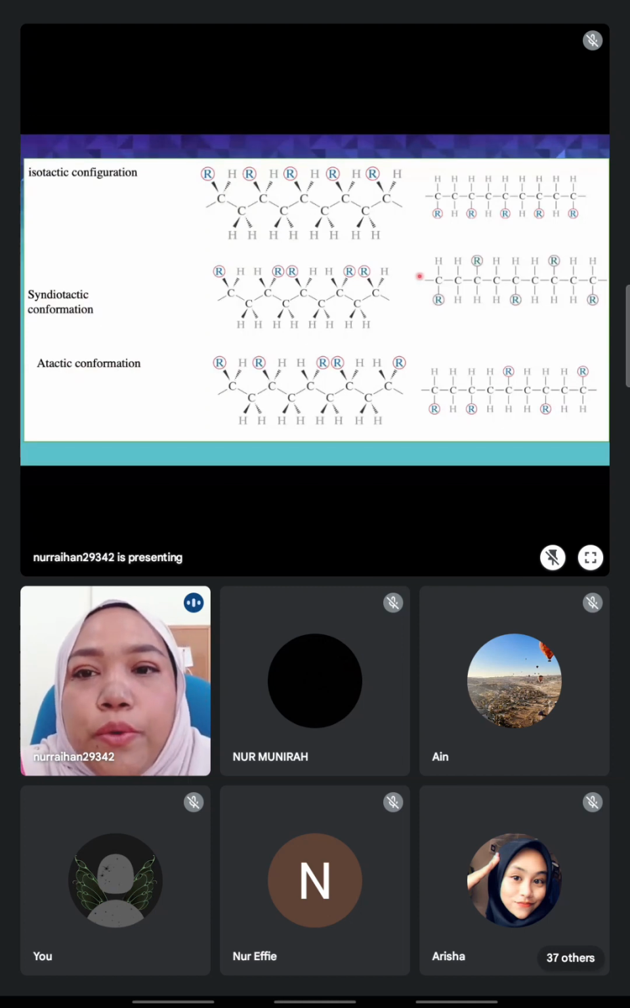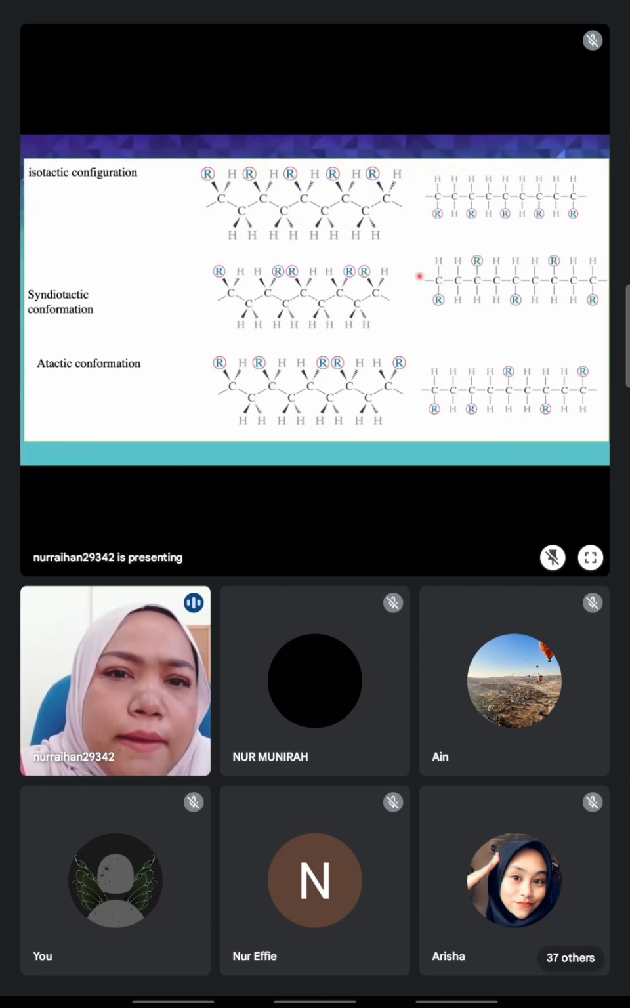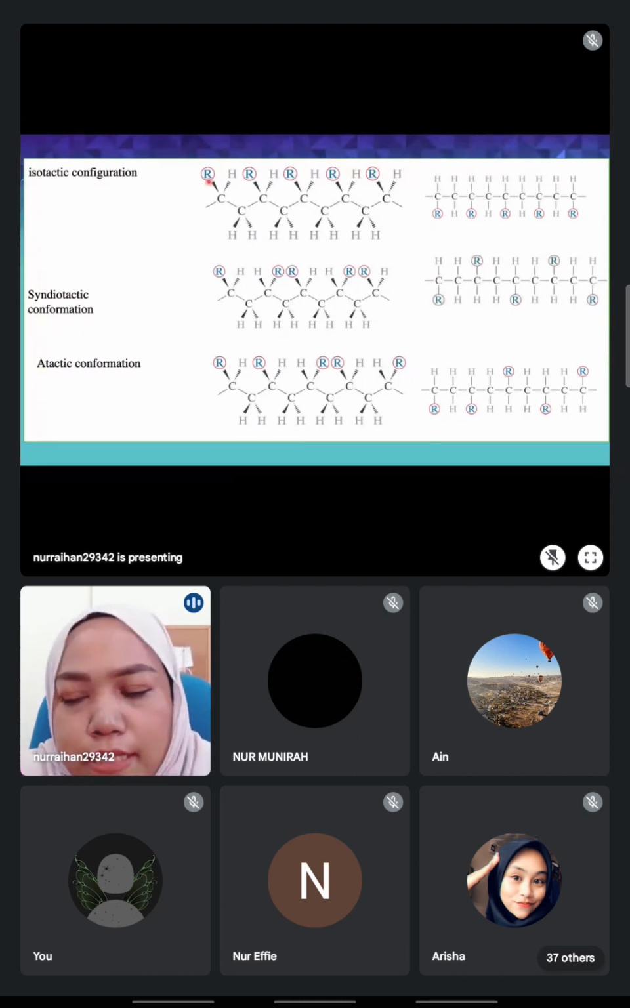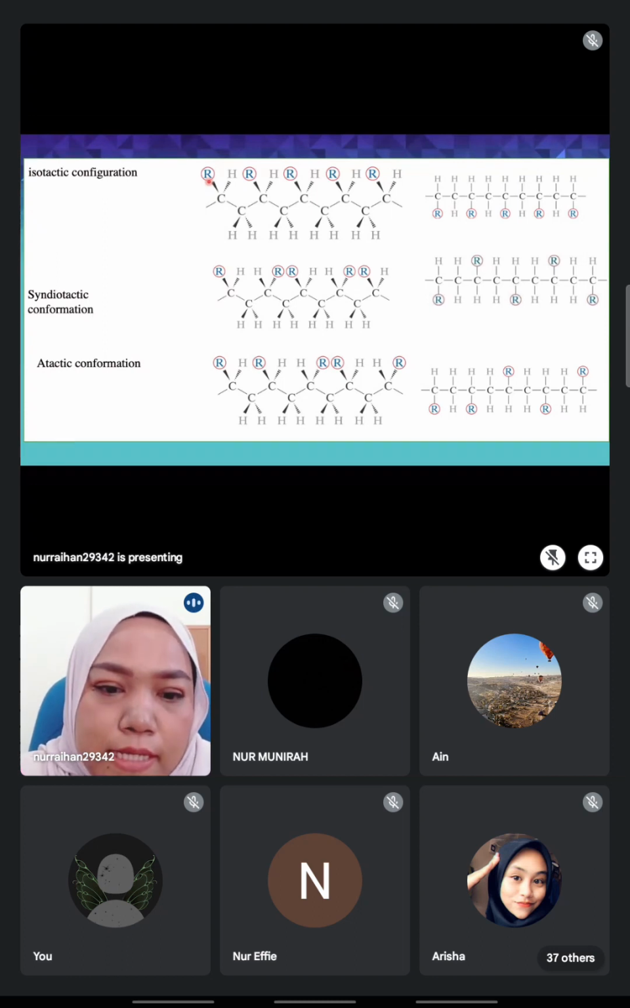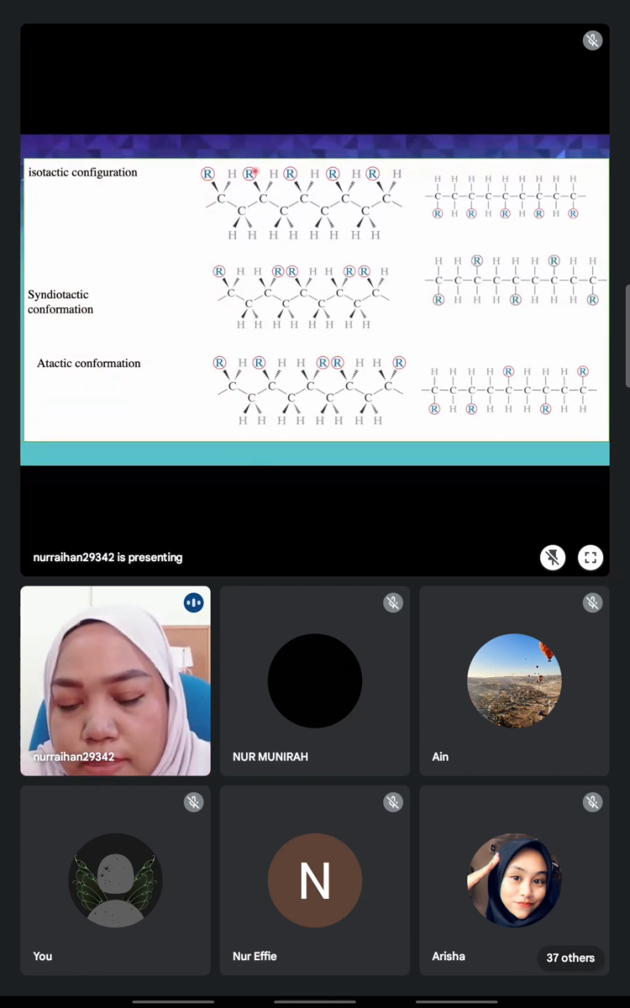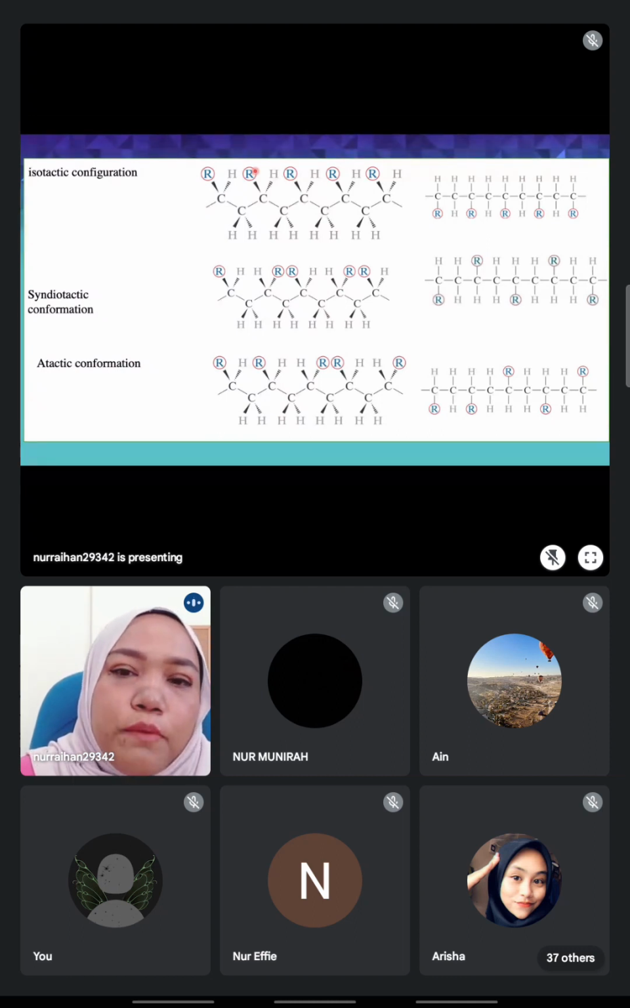Okay, so ini contohnya. Okay, kalau kita lihat dalam polimer, so R ni you boleh replace dengan anything, any functional group. Sebagai contoh, kalau PP, you boleh replace dia sebagai CH3. Kalau styrene, you boleh replace dia sebagai benzene. Okay, polyvinyl chloride, you boleh replace R ni sebagai Cl.